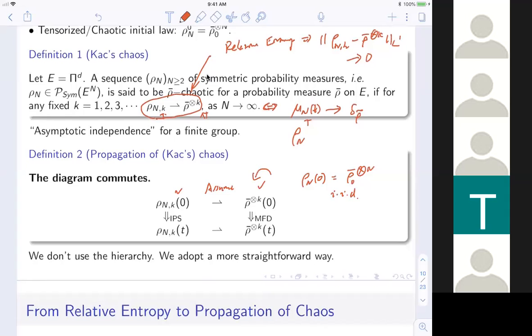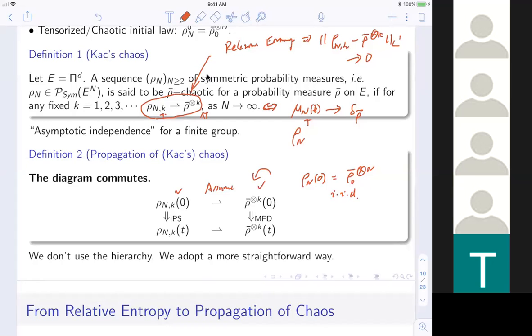So if initially it's IID, definitely if you look at K particles, it's asymptotic independence. But that's too strong, you can relax this. So this is the initial assumption: K marginals, the initial data is K chaotic.